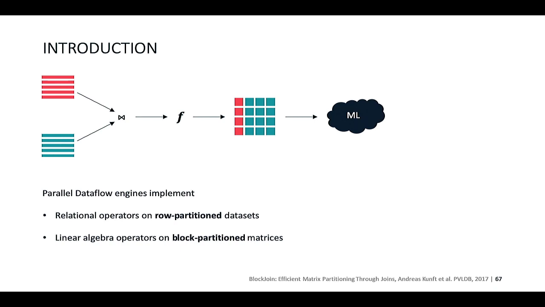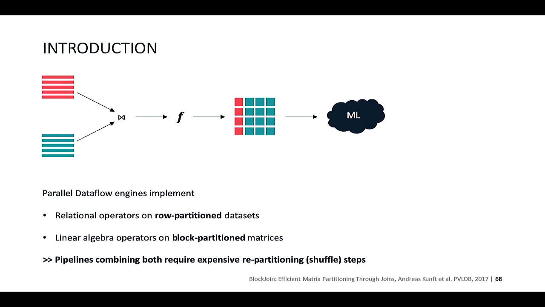Because then you have a nice trade-off between intra-node communication and intra-node computation. When you now think about those two partitioning schemes in a distributed fashion in an end-to-end pipeline, it requires quite expensive repartitioning steps in between, because you have to change from row-wise partitioning to block-wise matrix partitioning.